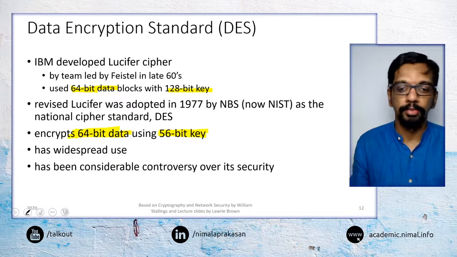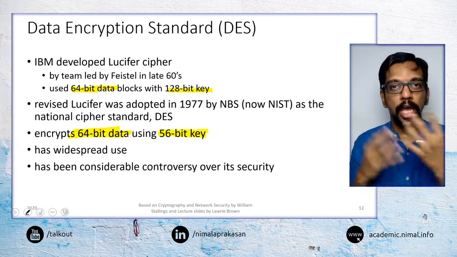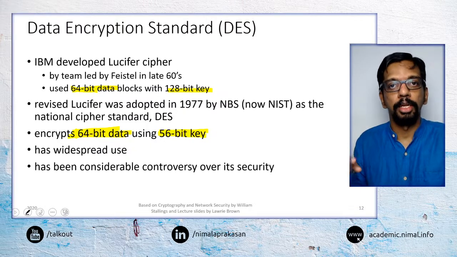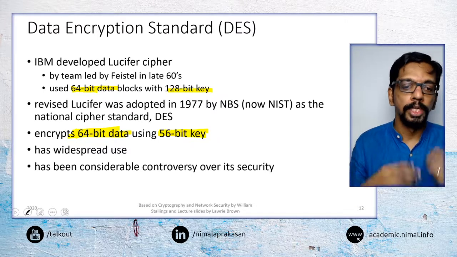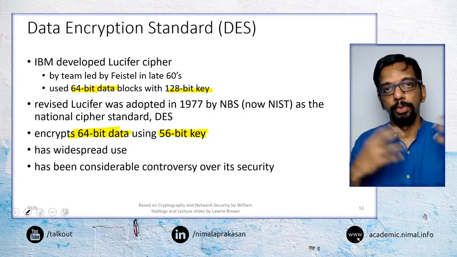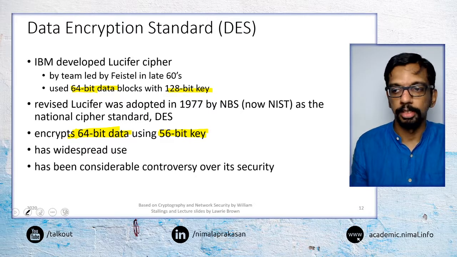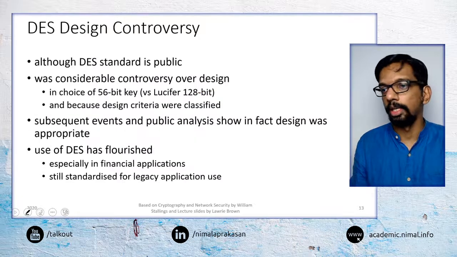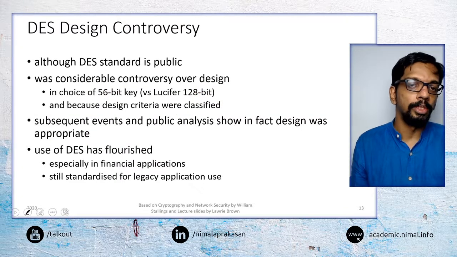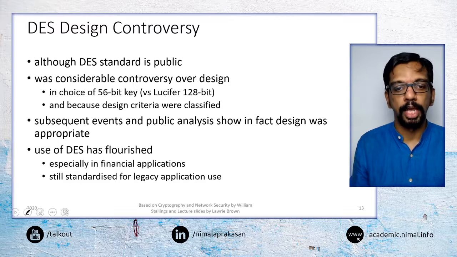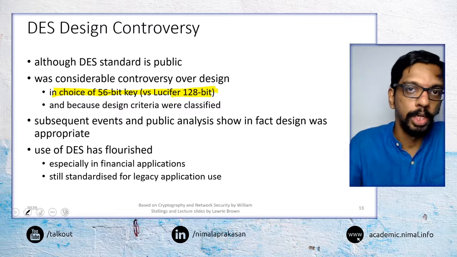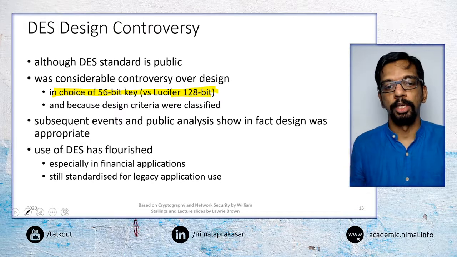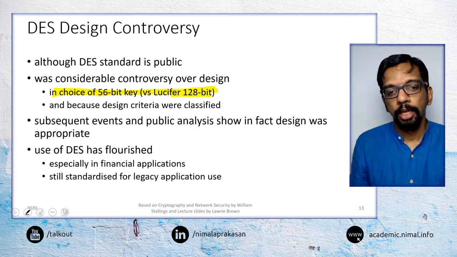As a result, AES, the Advanced Encryption Standard, has become the de facto standard these days, but DES is still used in certain places. There is still some use in a number of places for legacy reasons and so on. But there were some controversies around its security as well. One of the main controversies was when it became a public standard, and the choice of a 56-bit key versus a 128-bit key for security.